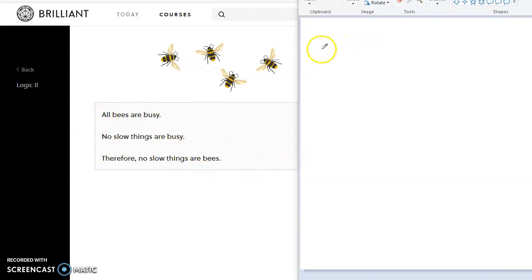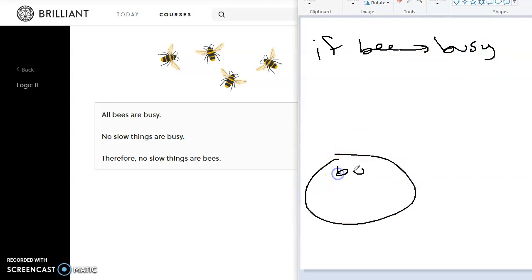All bees are busy. We use the statement if bee, then busy, but we also use the diagram that if we are in this busy category, then all of the bees are here. Not everything busy is a bee, but every bee is busy. That's what that means, all bees. But outside of this circle that is all things busy is the not busy.